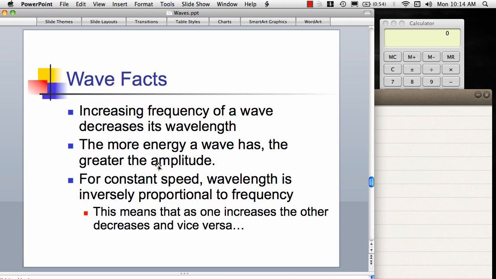Here are some more wave facts. I mentioned the first one previously. If the frequency of a wave increases, the wavelength decreases, and the opposite is also true. Increasing the wavelength decreases its frequency. You can tell a wave's energy by the size of its amplitude.